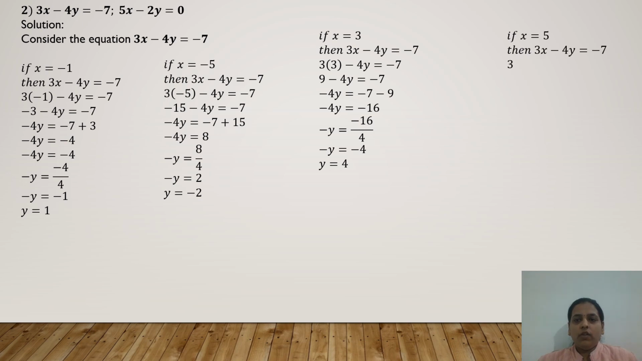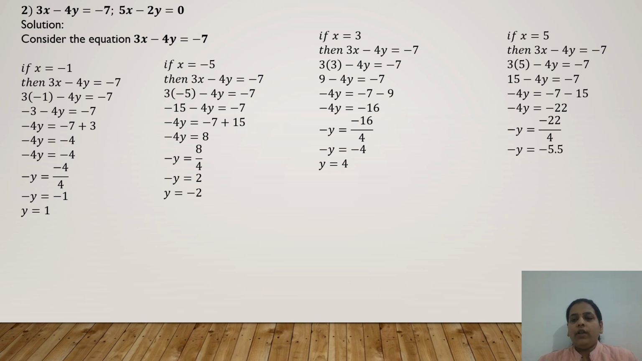Next, if x is equal to 5, then 3 into 5 minus 4y is equal to minus 7. 3 into 5 is 15. 15 minus 4y is equal to minus 7. Then minus 4y is equal to 7 minus 15, which is minus 22. Next, minus y is equal to minus 22 upon 4.